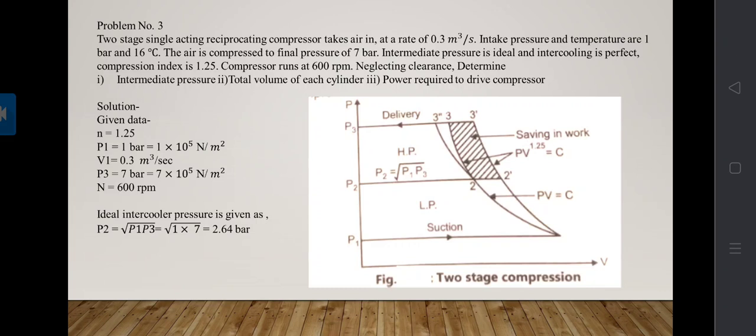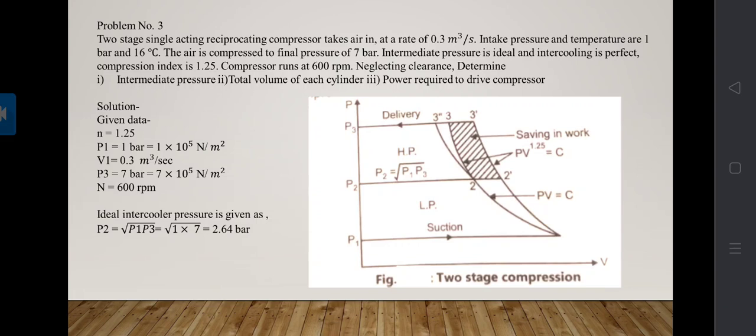Here in this figure we can see the two-stage compressor, where P1 is the suction, P2 and P3. Again 1 2 3 is isothermal, and 1 2 dash 3 dash is PV raised to n equal to constant for polytropic. Here the data is given: small n is equal to 1.25, P1 is equal to 1 bar is equal to 1 into 10 raised to 5 Newton per meter square. V1 is 0.3 meter cube per second. P3 is equal to 7 bar, and N is the speed, that is 600 rpm.